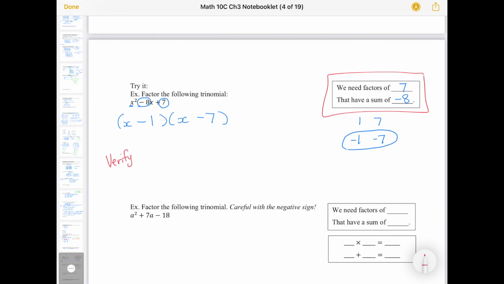Now, it's always a good idea to verify. And when we verify, we expand. And so x times x, that's x squared. X times -7, -7x. -1 times x, -x. -1 times -7. Well, a negative times a negative is a positive. And I can combine these like terms. So x squared minus 8x plus 7. Right, and that is how we factor.